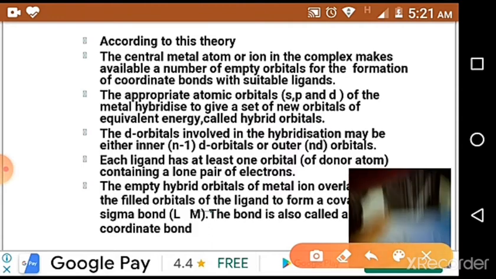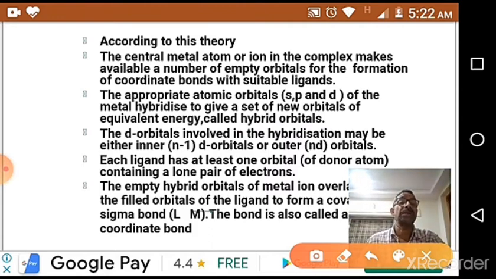Coming to the third point. What is the third point? The d orbitals involved in the hybridization may be either the inner (n-1)d orbitals or the outer nd orbitals. This is the third point. In the 3d series, we have 3d orbitals and 4d orbitals. In the 4d series, we have 4d orbitals and 5d orbitals. In the 5d series, we have 5d orbitals and 6d orbitals.